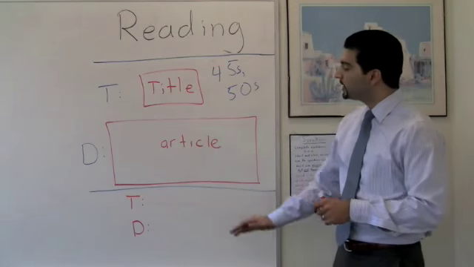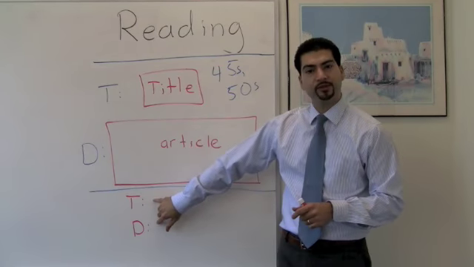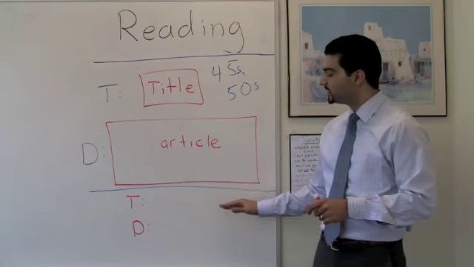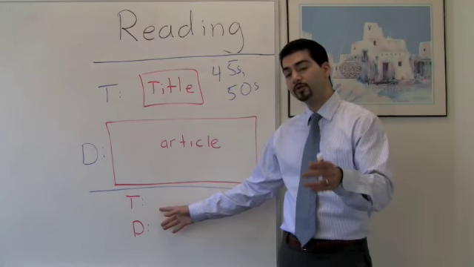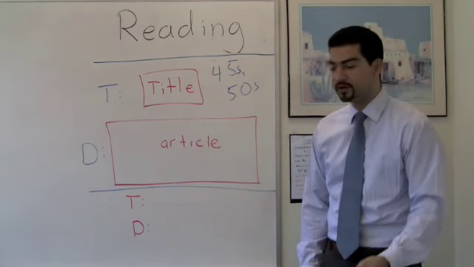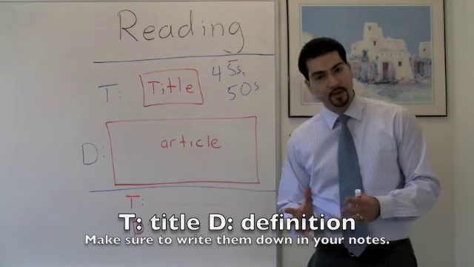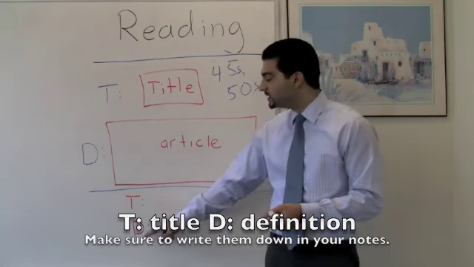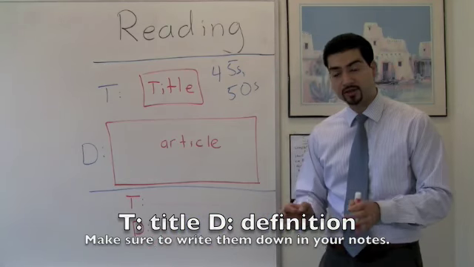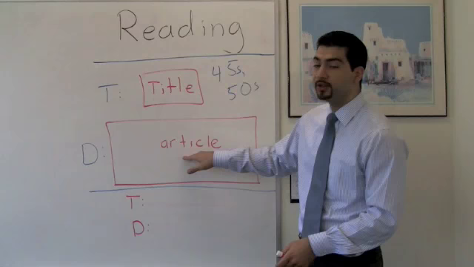What you want to do is you want to have these 2 letters in your scratch paper. So below this blue line is exactly what you want to have in your scratch paper before you get started. Now the T stands for the title, which is the topic, the focus of the reading. The D stands for definition, which actually will be found in the article.